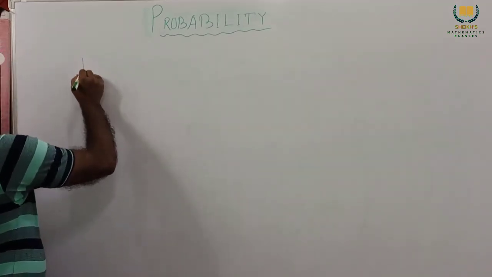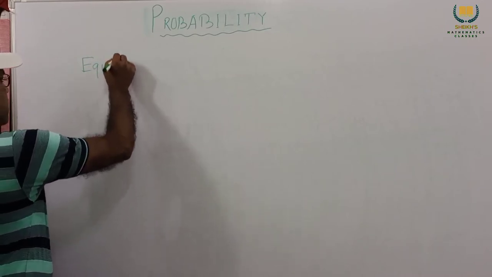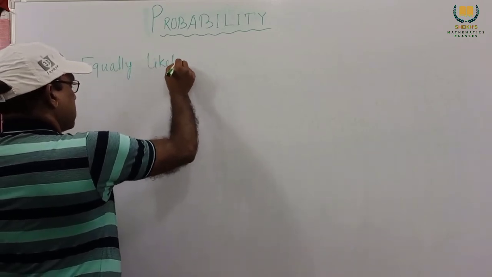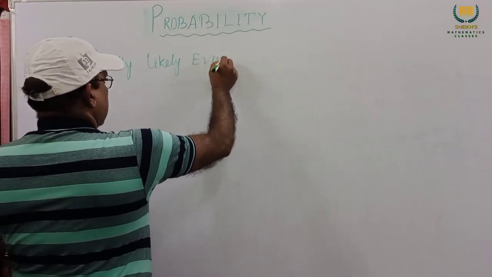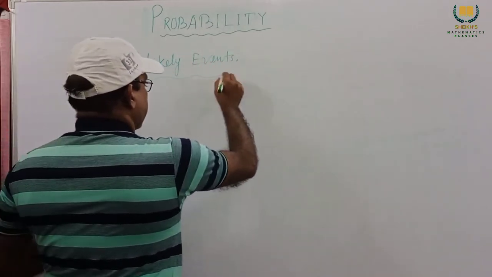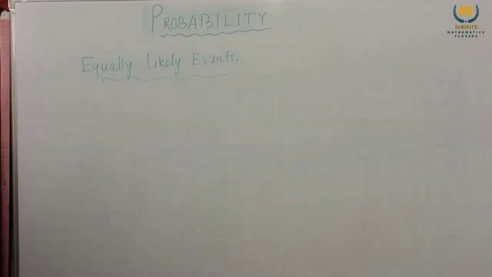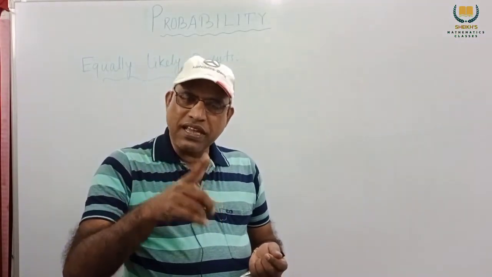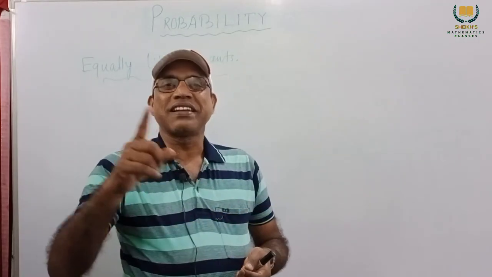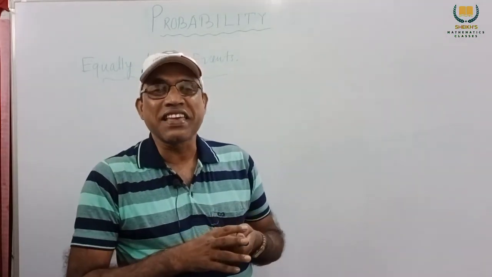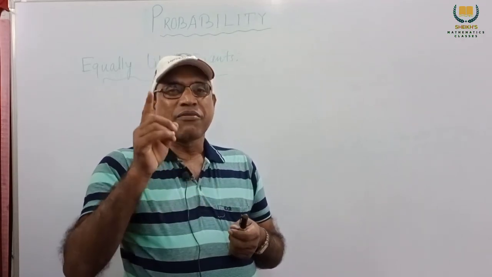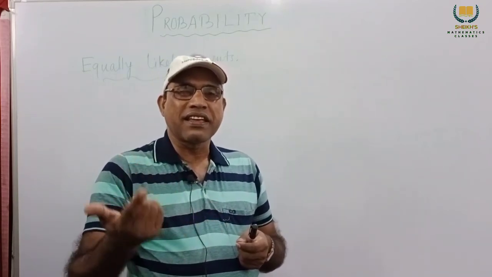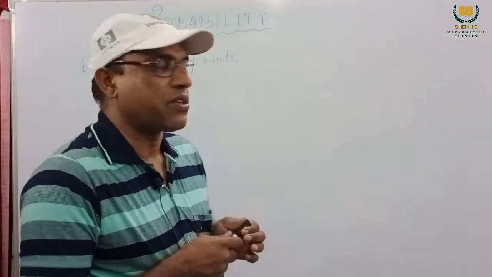Next, we consider equally likely events. Equally likely events means their chances are equal. Suppose we toss a coin, it has two results, head and tail. Head chance is half, tail chance is half. Their chances are the same. Clear? The chance of getting a head and getting a tail is equal. So this is called equally likely.